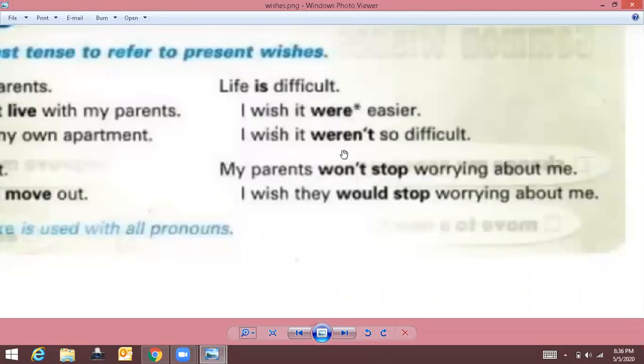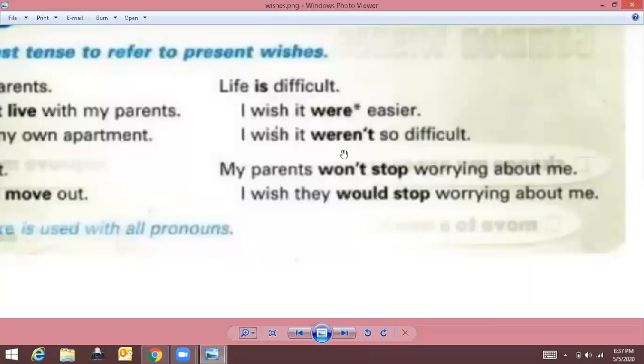How do you say me gustaría que no estuviera lloviendo? I wish it weren't raining. How do you say me gustaría que no estuviera haciendo calor? I wish it weren't hot. Good. I wish it weren't hot. Now, instead of was, yes, you use were. I wish it wasn't. That's what I was going to say.